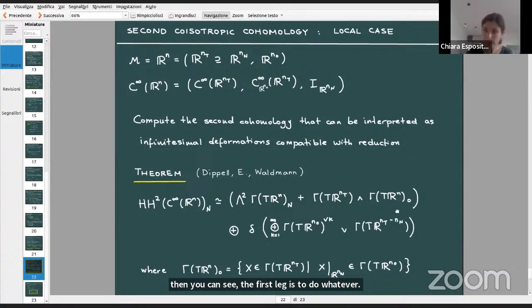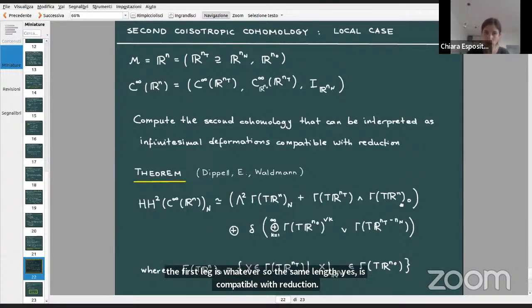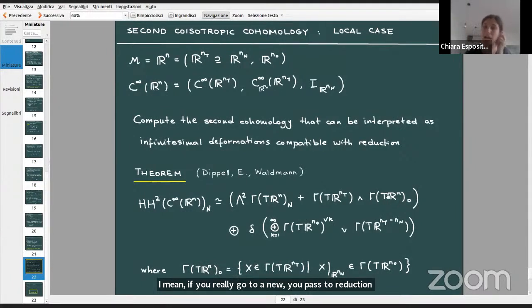So the second leg, yes, is compatible with reduction. I mean, if you really pass to reduction, this gets killed. So it is okay. It's enough to work, let's say. But already it's something new that you don't have. I mean, not new, something richer. You don't really have two legs both compatible with reduction. You just have one leg.